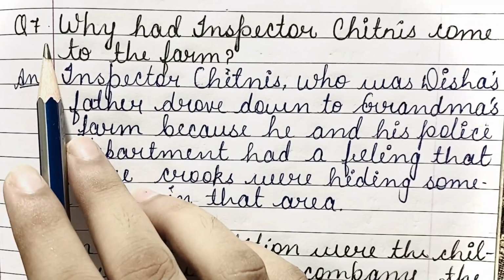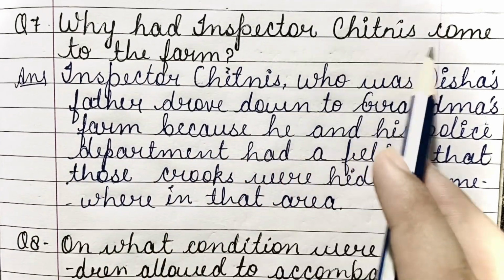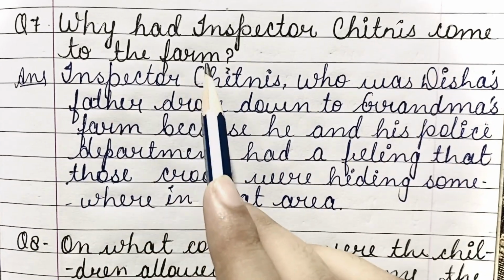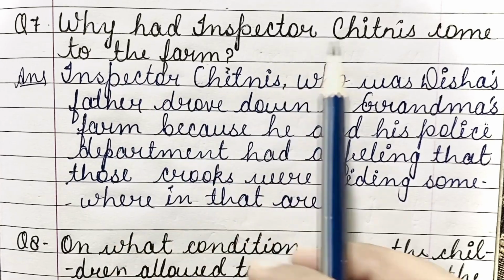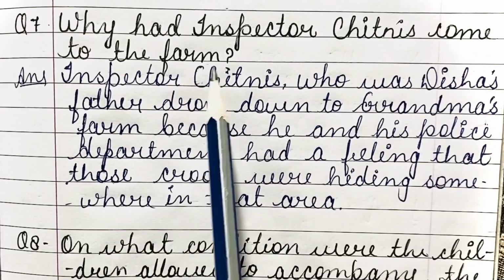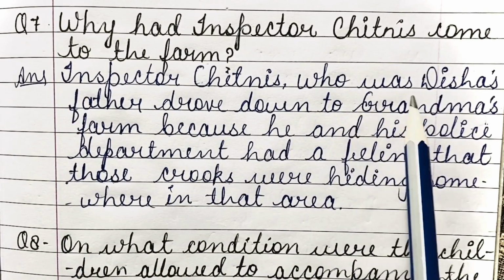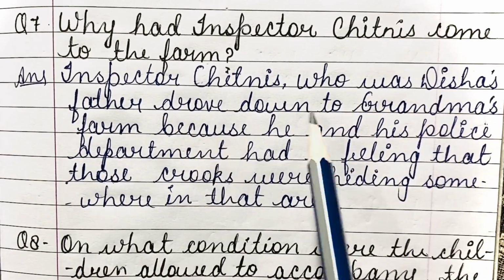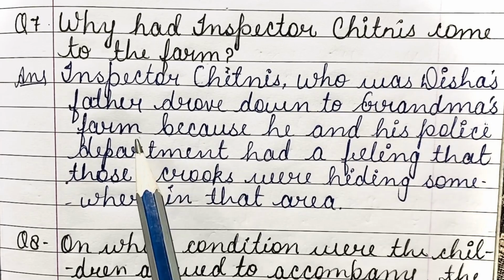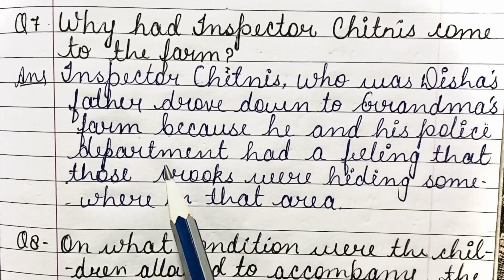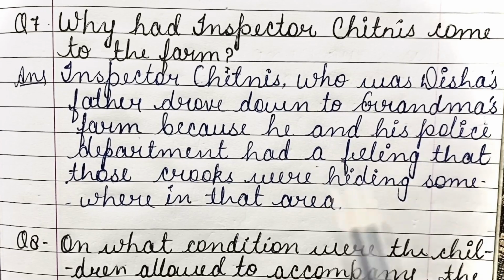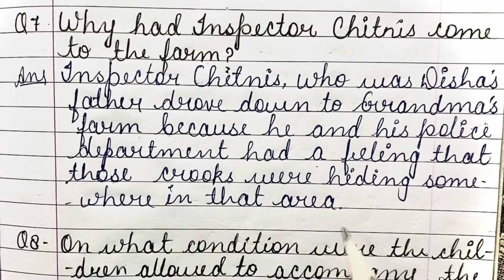Question number 7 is, why had Inspector Chitnis come to the farm? So the answer is, Inspector Chitnis, who was Disha's father, drove down to grandma's farm because he and his police department had a feeling that those crooks were hiding somewhere in that area.